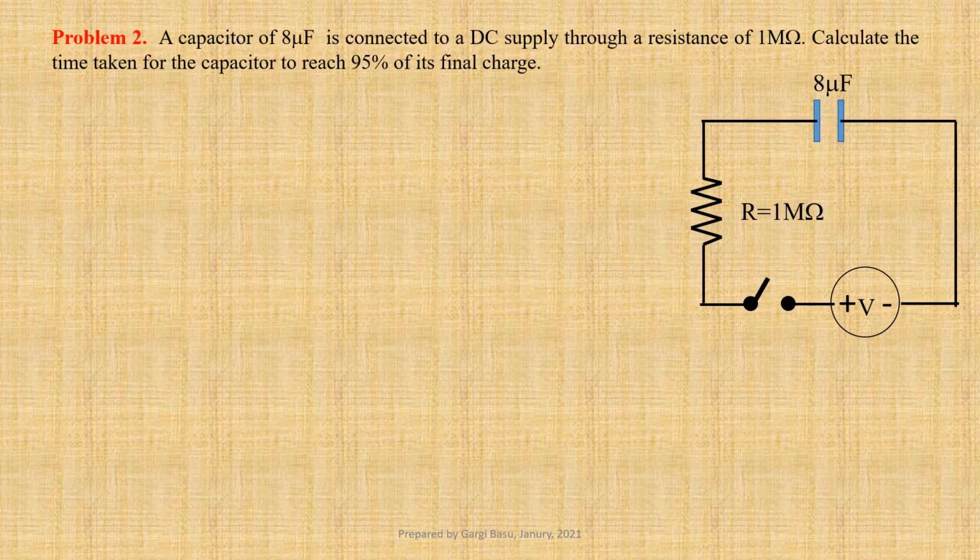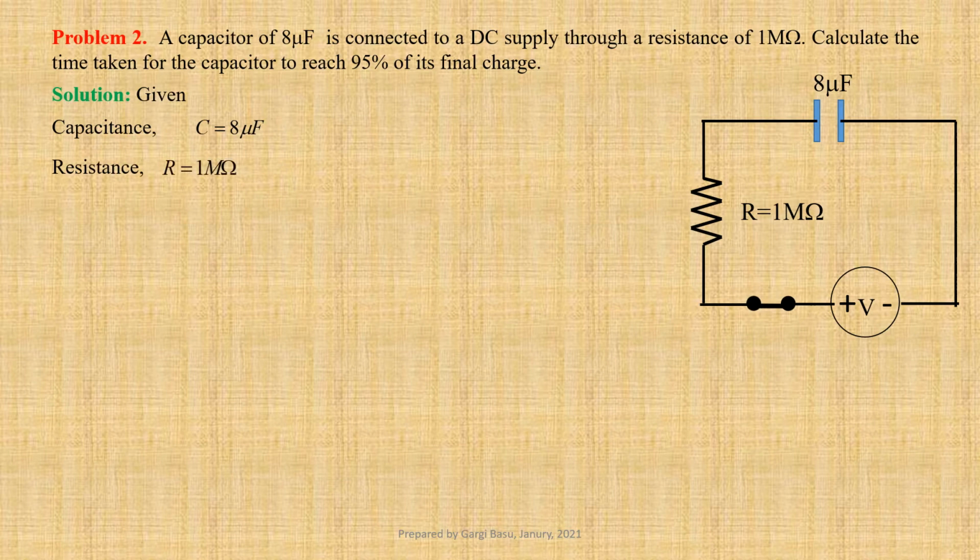Problem number 2. A capacitor of 8 microfarad is connected to a DC supply through a resistance of 1 mega ohm. We have to calculate the time taken for the capacitor to reach 95% of its final charge. Let us first write down the data given. Capacitance C equals 8 microfarad. Resistance R equals 1 mega ohm.